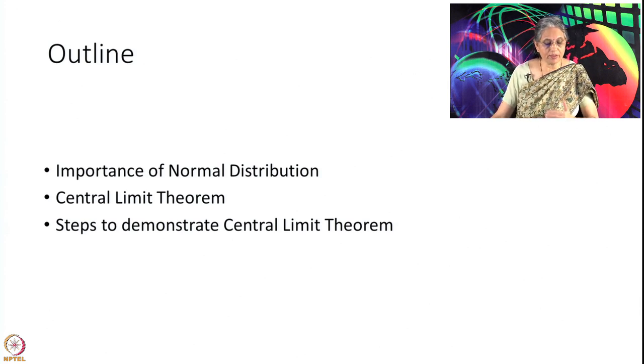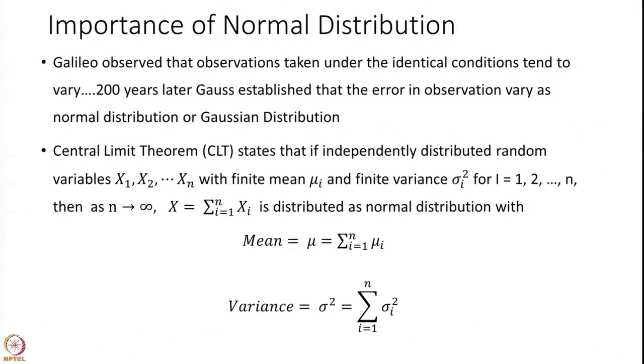We want to cover the importance of normal distribution, the central limit theorem, and steps to demonstrate central limit theorem. So where is the importance of central limit theorem? Well, many years ago when Galileo was taking observations from out in the space, and he was observing stars and constellations, under exactly the same circumstances he found that the observations were not exactly identical.